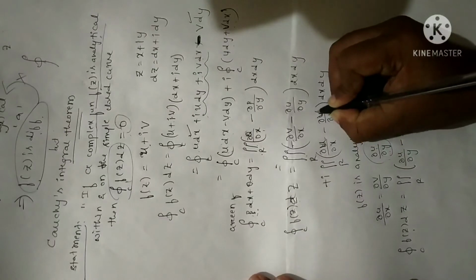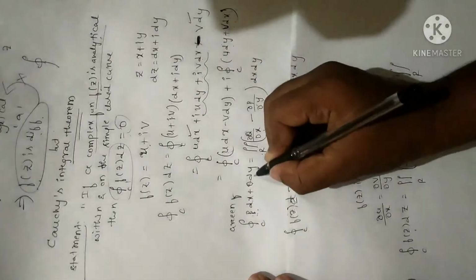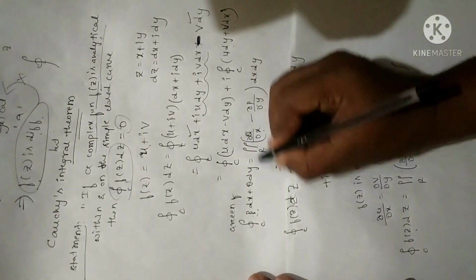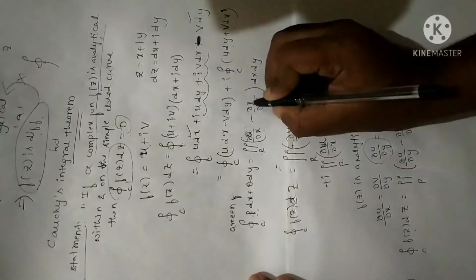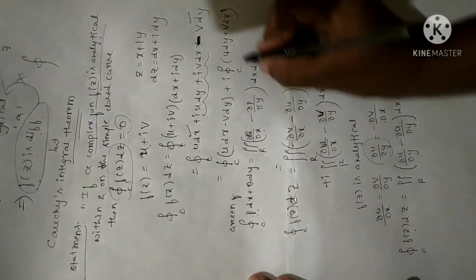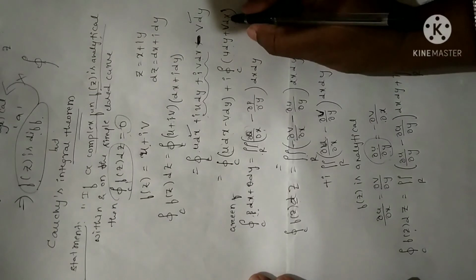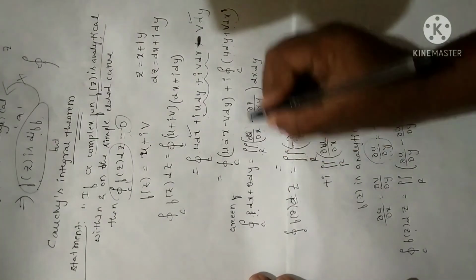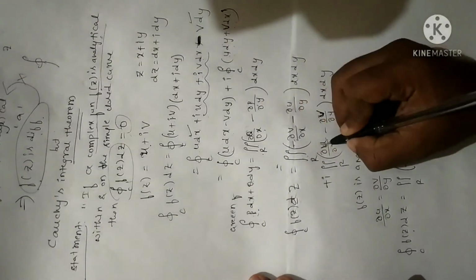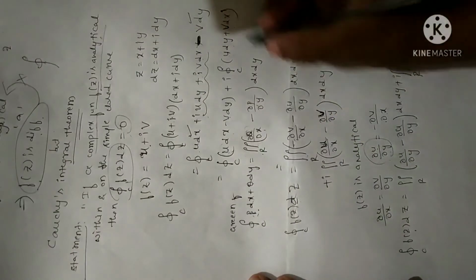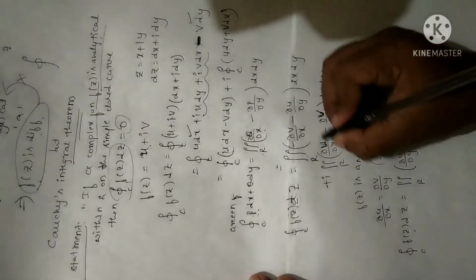Similarly, it is dou v. So while applying Green's theorem, please take care that first term should be coefficient of dy and second term should be coefficient of dx. Fine. So here coefficient of first term is coefficient of dy, right? So here coefficient of dy is u. So that is why I have written u here. Next, coefficient of dx is v. Fine.